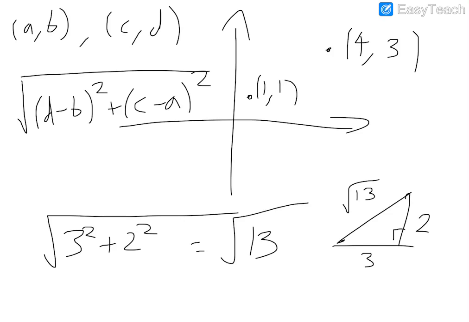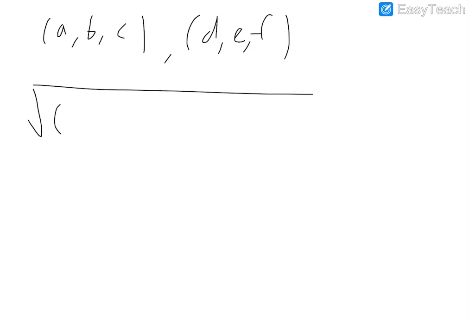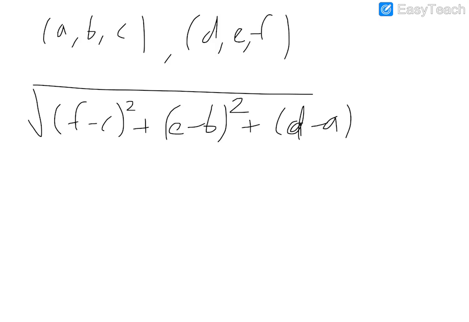Also, just as a side note, if you're working in 3 dimensions, like you have something like (A, B, C) and (D, E, F), you can still apply this as the square root of (F minus C) squared plus (E minus B) squared plus (D minus A) squared. Except I guess you really haven't gone into the z-axis, so you don't really have to worry about this.